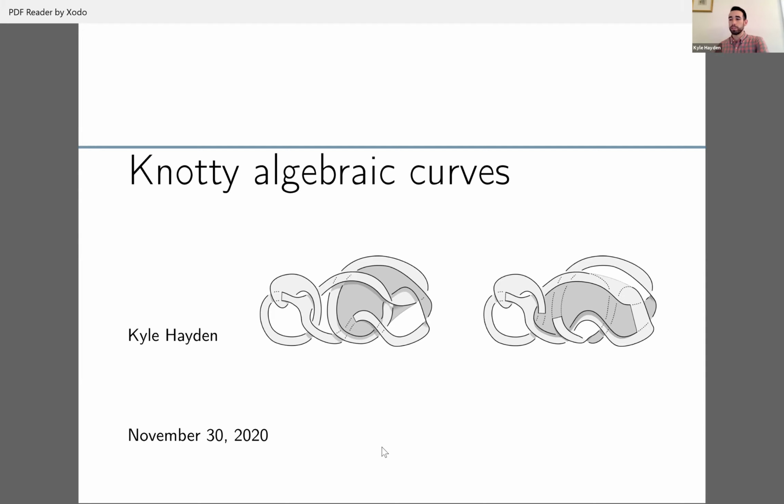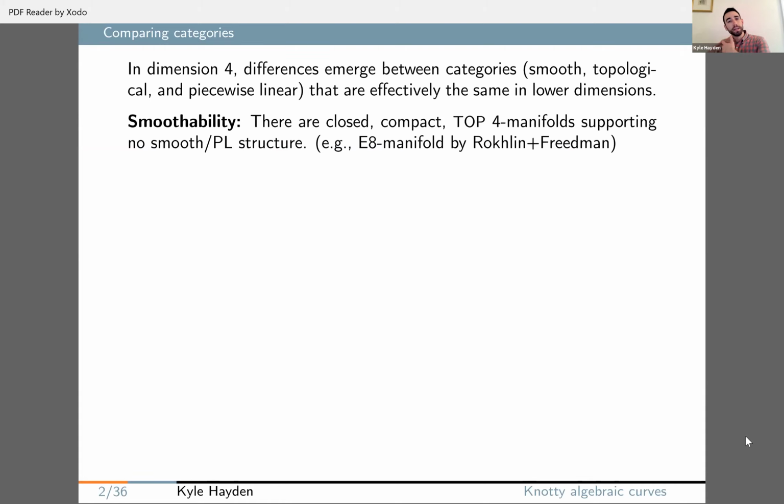All right, so to start off, I want to set the stage by talking about the fact that in dimension 4, we start to see some differences between categories of topological spaces that don't exist in lower dimensions. Typically we'd be thinking about the smooth category, the topological category, and the piecewise linear category. In some sense, the earliest result in this direction is that all 1, 2, and 3 manifolds admit the structure of topological manifolds, and also admit smooth structures and piecewise linear structures, unique in each of these cases.